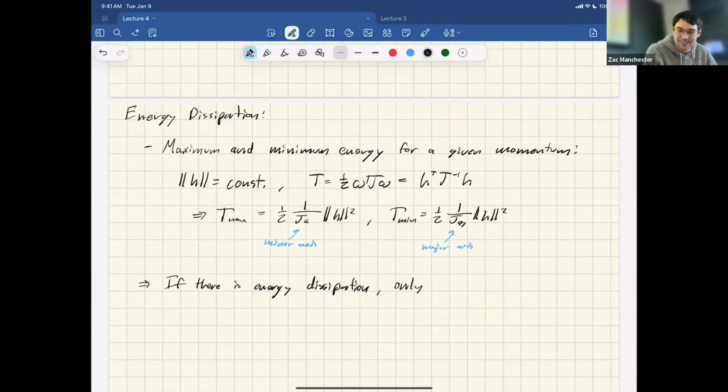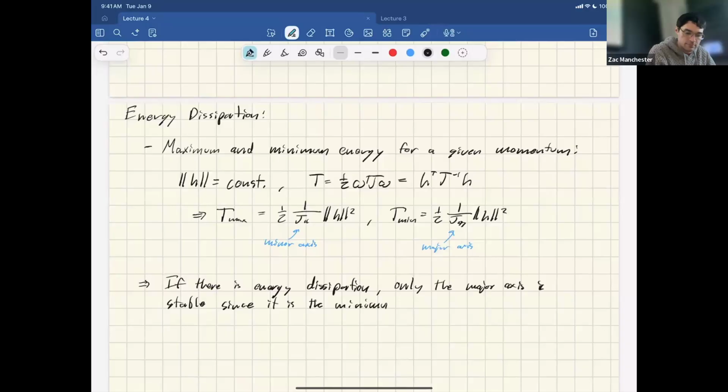Okay. So only the major axis is stable, since it is the minimum energy state. Boom. Box.